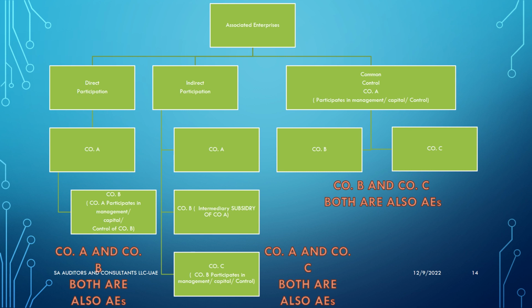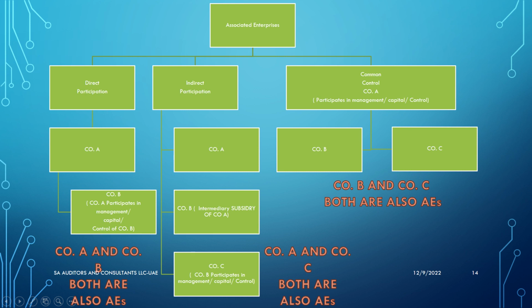Okay, associated enterprise, there can be three kinds of relationships. One is direct relationship. Company A is participating in the management, capital and control of company B. With direct control, both companies are related parties. Then indirect participation: company A holding company B, holding company C. In such a case, company B and C are under direct participation, and company A and C are under indirect participation.